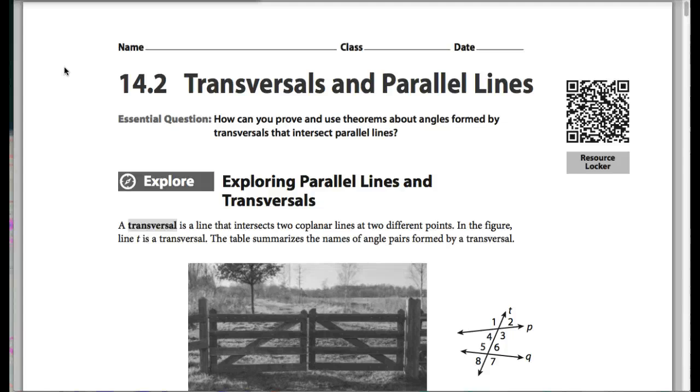Are you excited for another very easy lesson? Well, let's take a look. We're working on 14.2. Here's your essential question. How can you prove and use theorems about angles formed by transversals that intersect parallel lines?